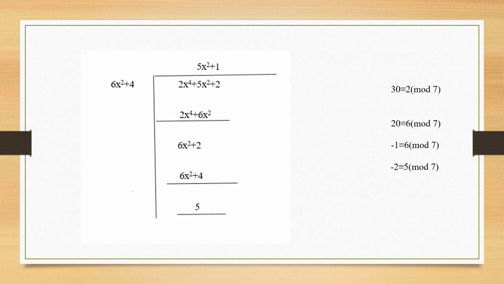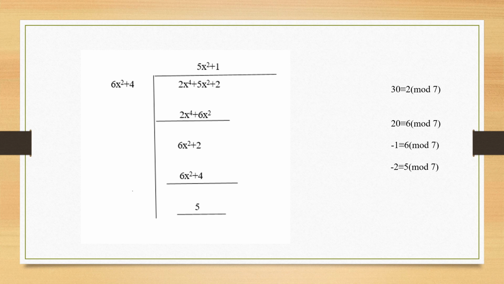So 2x power 4 plus 5x square plus 2 is used as the dividend, and 6x square plus 4 is kept as your divisor. Take the first term and divide it. So 2x power 4 divided by 6x square: our answer will be x square, and you're getting 2 by 6, which is not allowed, right? When there is a fraction, we have to treat the numerator as a remainder. So we have to find the number such that when it is divided by 7 it yields the remainder 2. Just go on reverse thinking.